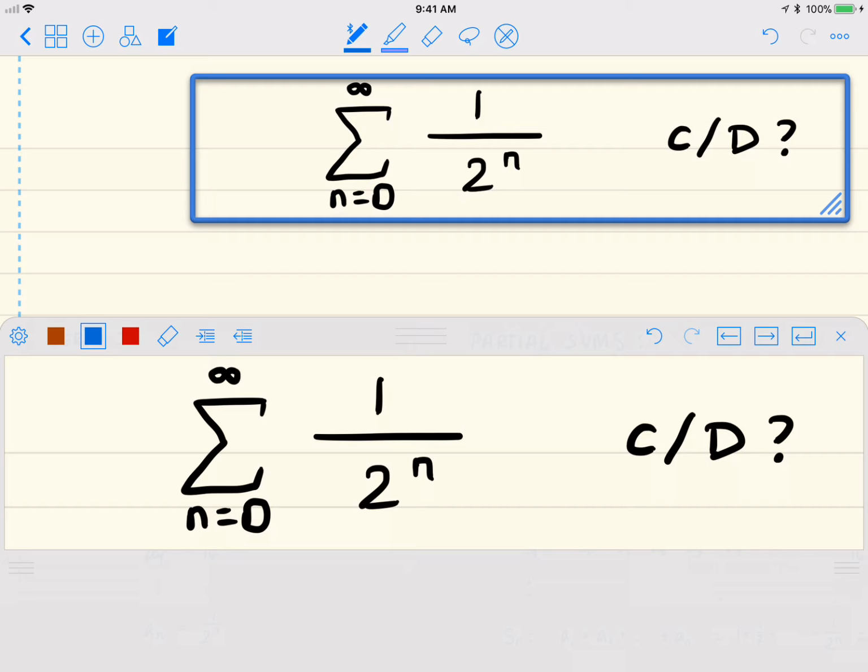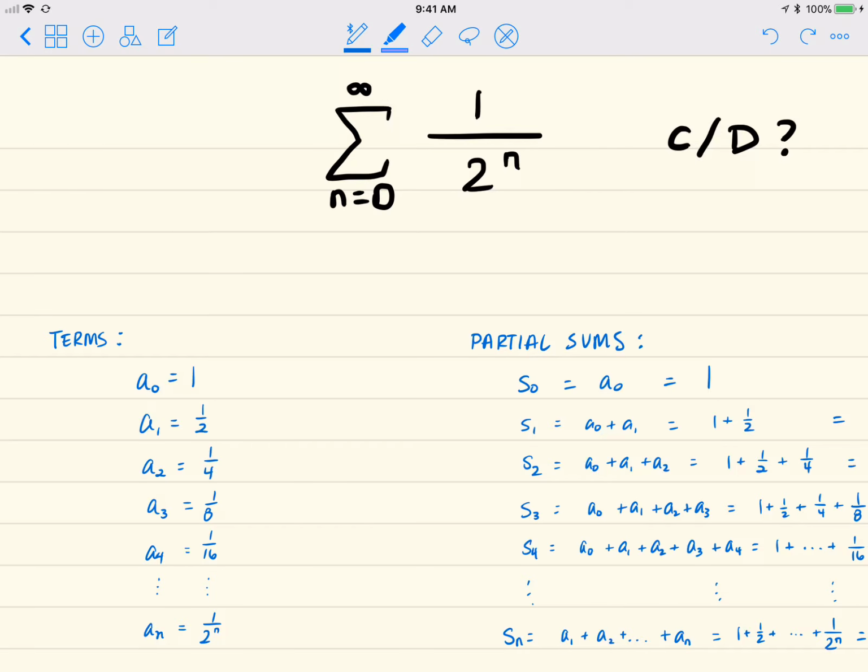As we do this example, it's very similar to the example that we just looked at. However, notice that now our index is starting at 0 instead of starting at 1. Okay, so let's see how this plays out. We still have the same definitions, but I want to show how to apply those definitions in this situation.